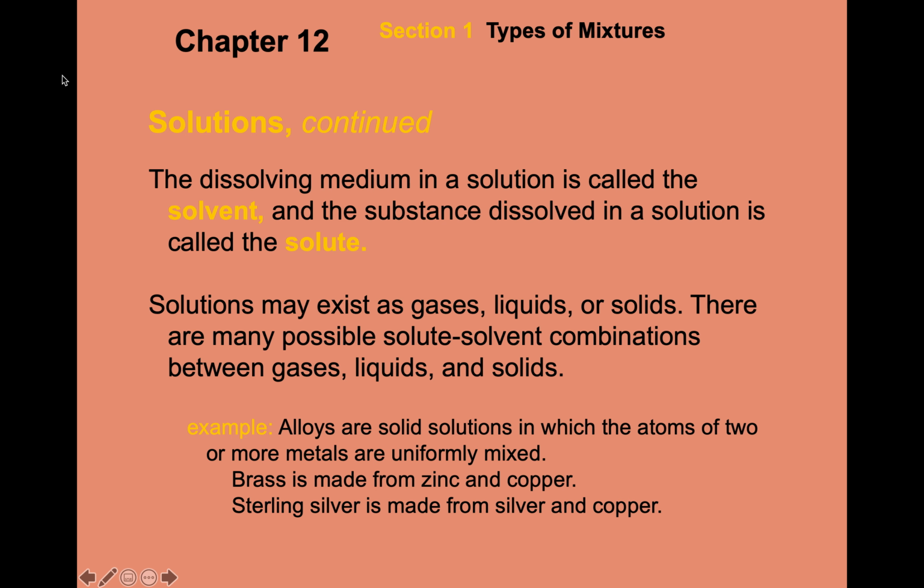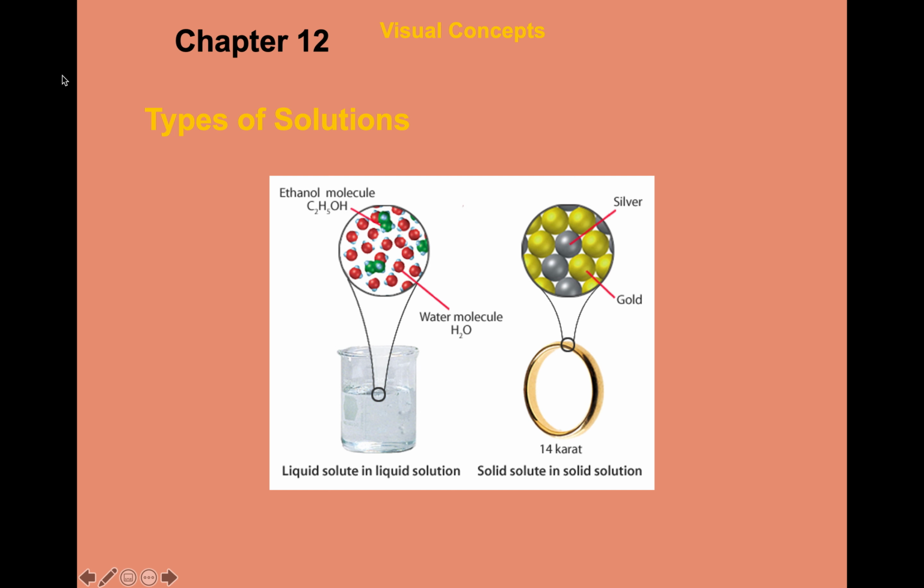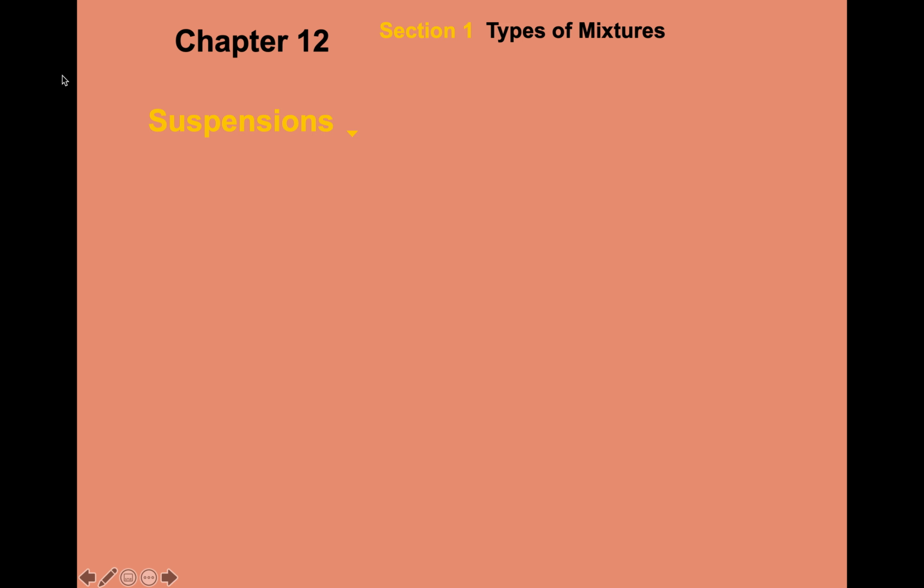Now, our solutions can be in any phase. Gases, liquids, and solids are the phases that we're going to talk about here. An example of two solids mixed together to create a solution is alloys. Things like brass, sterling silver, 14 karat gold, all of those are good examples of alloys that exist as a combination of two solids. Here we see two solutions. We see ethanol and water, which is two liquids joined together, and then we see silver and gold. An alloy of silver and gold is referred to as 14 karat gold, or some kind of karat gold. The karat implies how much of it is actually gold, the rest of it being another metal.